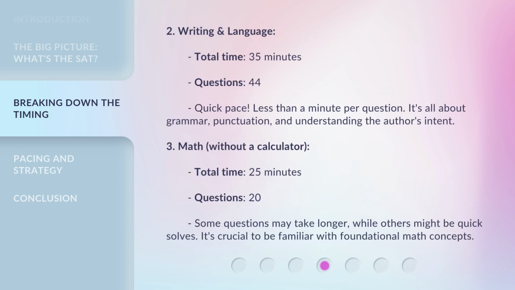2. Writing and language. Total time, 35 minutes. Questions, 44. Quick pace. Less than a minute per question. It's all about grammar, punctuation, and understanding the author's intent.